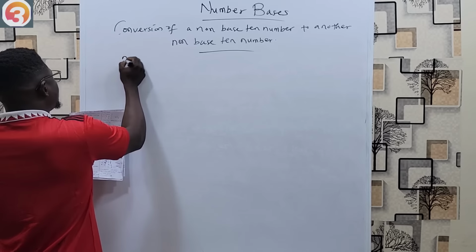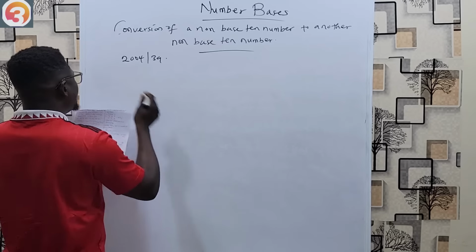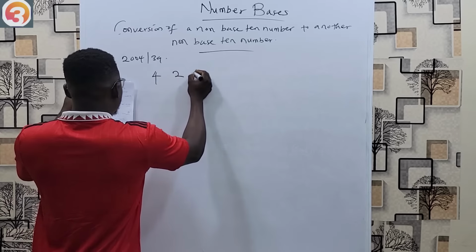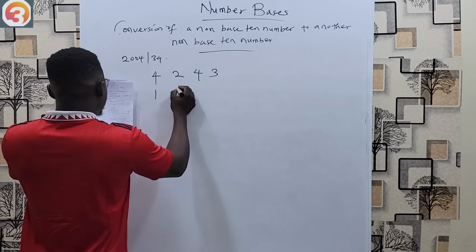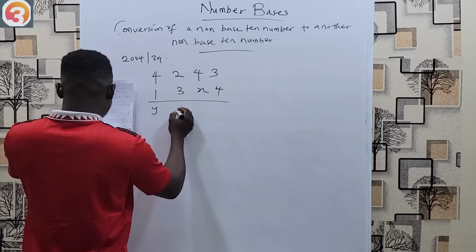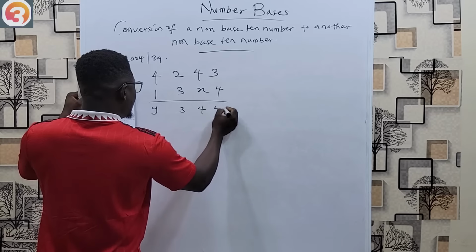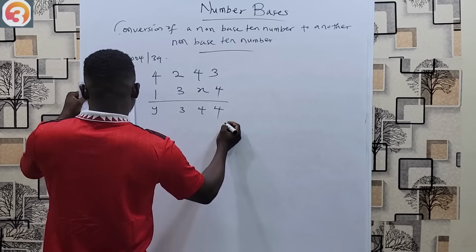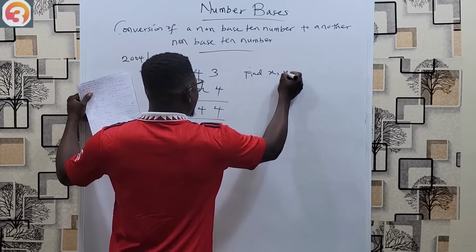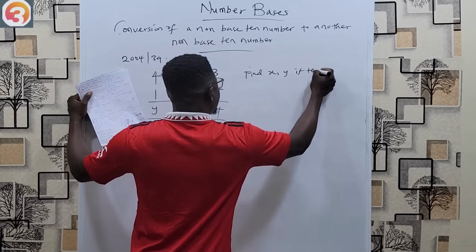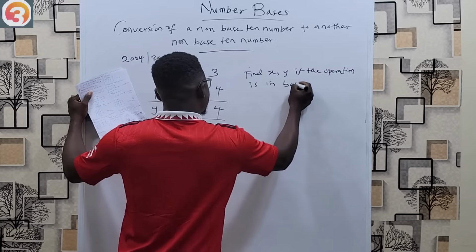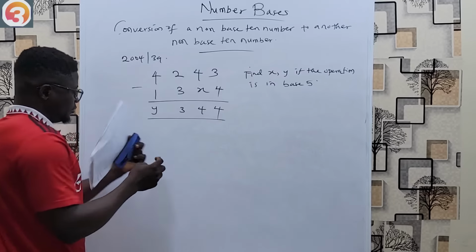This is the 2004 question number 39 from the O3Schools JAMB app. You are given 4, 2, 4, 3, 1, 3, x, 4, then y, 3, 4, 4. The operation is in base 5. They say find x and y. This is subtraction, right?